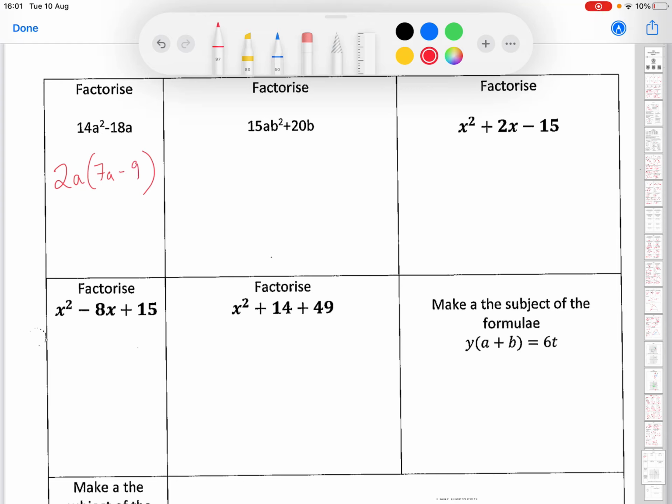What you times 2a by to get minus 18a. So we need that minus. And we need a 9. It's already got an a, so we don't need another a.